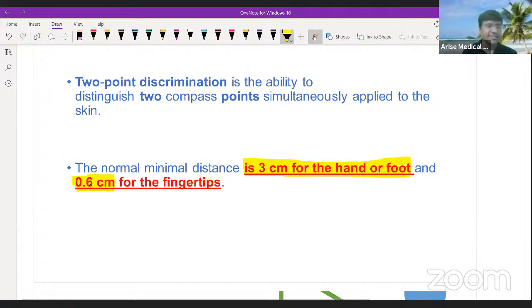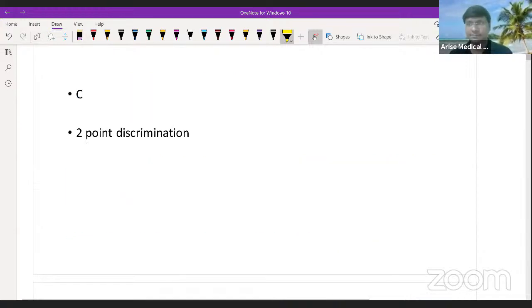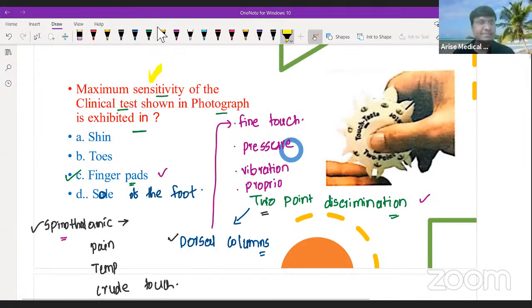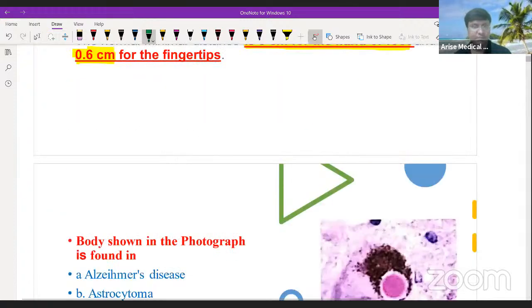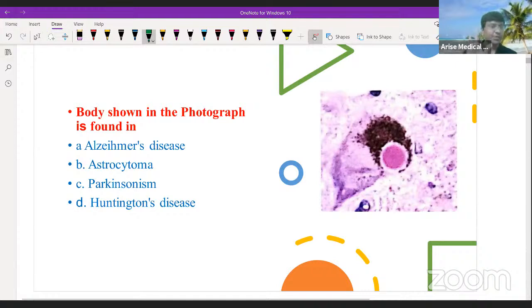That means, what do you understand by this? The fingertips are able to make out the two-point discrimination up to 0.6 centimeters. But whereas in the hand or foot, it is around 3 centimeters. So, that is why you see the answer to this question. What is asked is maximum sensitivity. Maximum sensitivity of the clinical test shown in the photograph is exhibited in the finger pads. So, that was the question related to your two-point discrimination. Where do you have the maximum sensitivity?